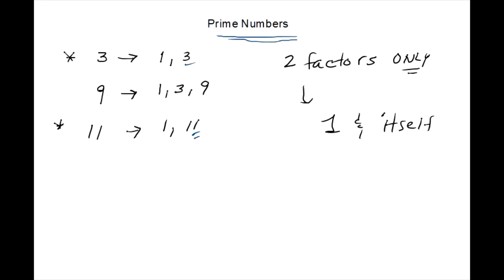1 and itself. All right. So let's talk about common factors. So now we're going to take into account multiple numbers. So if I have 6 and 15, what are the common factors?